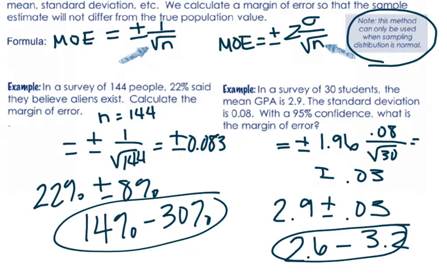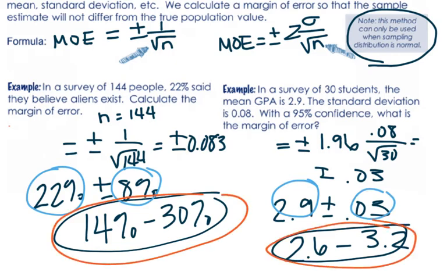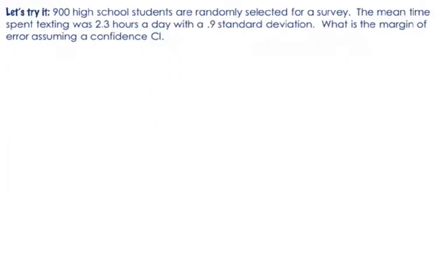So you have a statistic that you calculate, and then you have a margin of error, and then that gives you what the true population would actually be. That's how margin of error works.